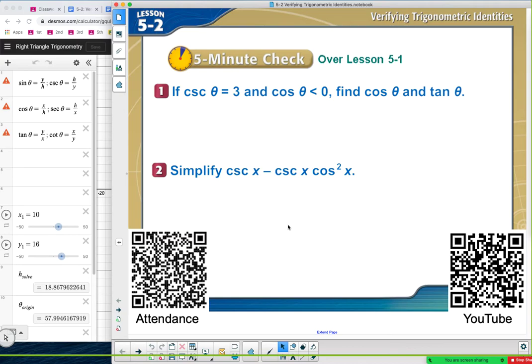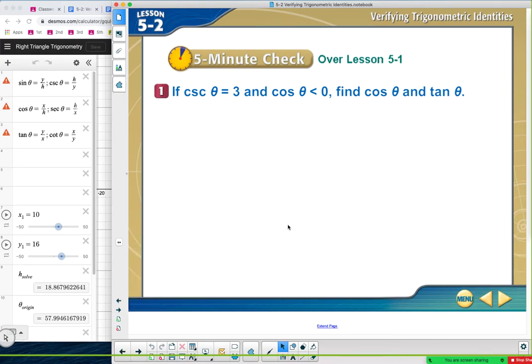All right, with that, I'm going to start on our bell ringer. Number 1 says, if cosecant equals 3 and cosine is less than 0, find cosine and tangent. By way of reminder, the way we were solving last class, we were using identities, which is basically how you can exchange, like substitute, one thing for another. Cosecant, according to these ratios over here, is equal to h over y. So that's how I'm going to start.